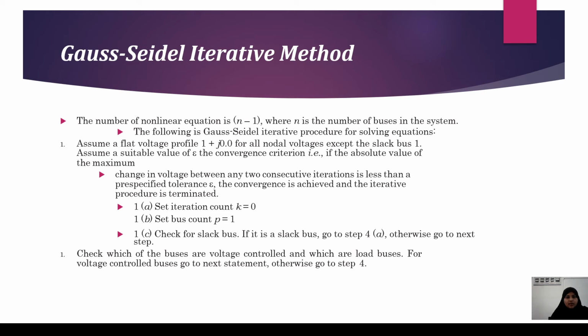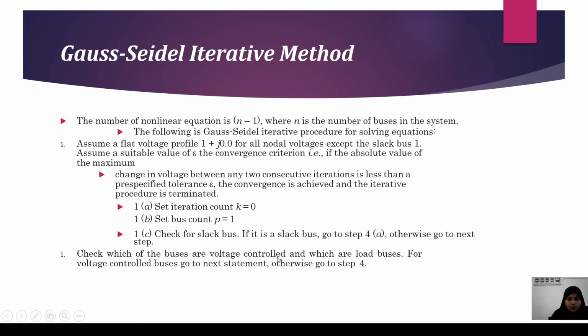Assume flat voltage profile, that is 1 plus j0 for all nodal voltages except slack bus. Assume suitable value of epsilon, the convergence criterion. That is, if the absolute value of the maximum change in voltage between any two consecutive iterations is less than a pre-specified tolerance epsilon, the convergence is achieved and the iteration procedure is terminated. Set iteration count K is equal to 0, bus count P is equal to 1. Check for slack bus. If it is a slack bus, go to step 4, otherwise go to next step.